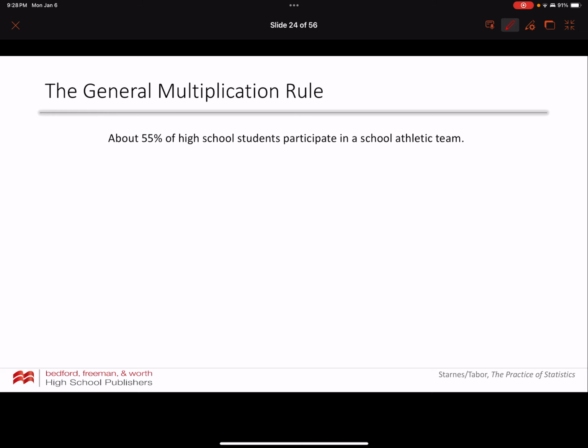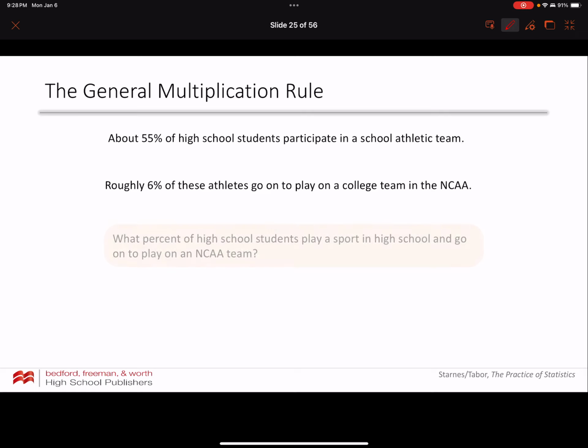Okay, so I have a problem for you to think about. About 55% of high school students participate in a school athletic team, okay? Roughly 6% of these athletes go on to play on a college team in the NCAA. What percent of high school students play a sport in high school and go on to play on a college or NCAA team? I can let you think about this for a minute.